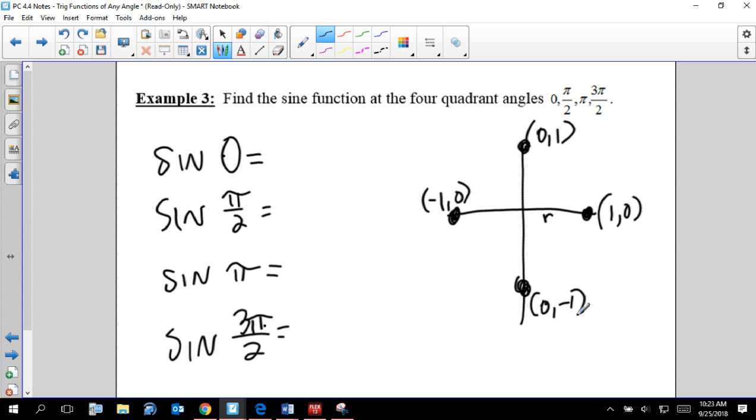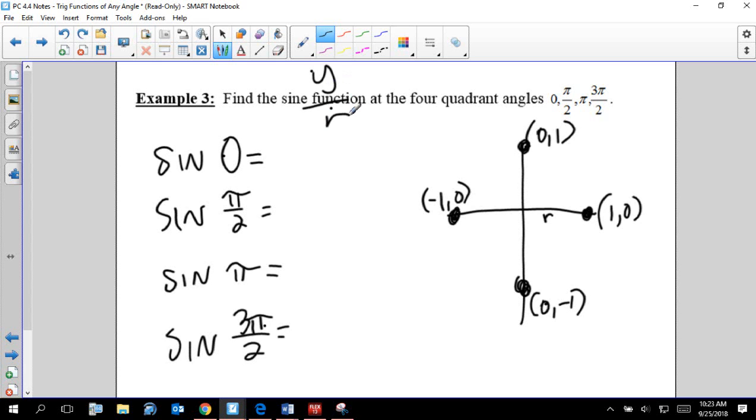So don't rush when you do this. That's such a silly mistake. You don't need to make that mistake. If you know that sine is y, write the ordered pair correctly. So remember, sine of theta is y over r, and since our r is 1 for this example, we're just doing y. Sine is y.